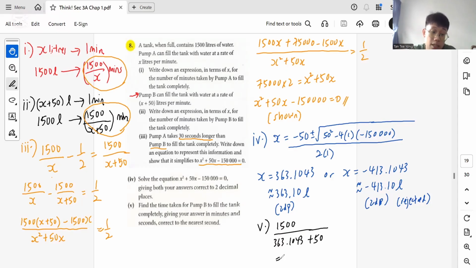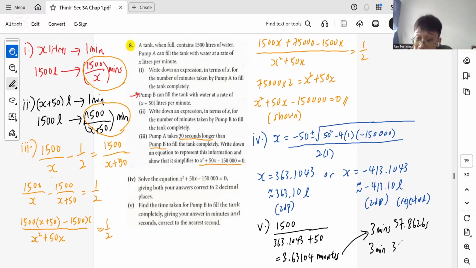363.1043 plus 50. So I have 3.63104 minutes. Okay, if I convert to minutes and seconds, it is 3 minutes and 37.8626 seconds, but they want nearest second, so 3 minutes and 38 seconds. All right, so it takes 3 minutes and 38 seconds for pump B to fill the tank completely.